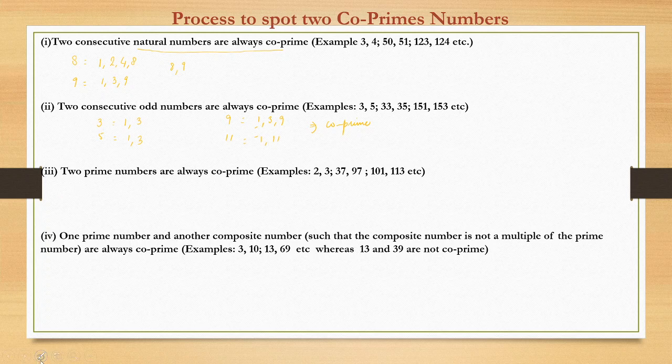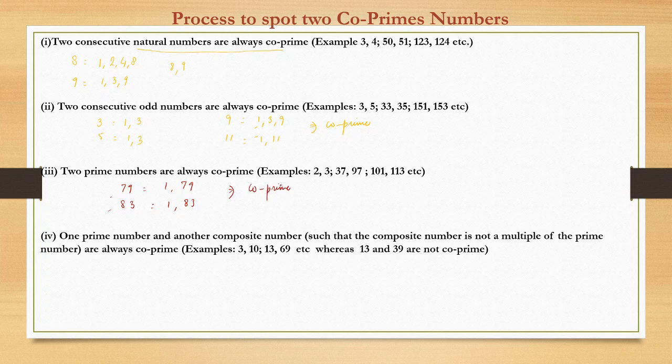Now the third concept says that two prime numbers are always co-prime, which is but natural, because see, if we take any two prime numbers, say 79 and 83, prime numbers by definition have only two factors, one and the number itself, and 83 also has 1 and 83, so the only common factor would be 1. So there is no other factor which is common between two prime numbers apart from one, hence they are co-prime.